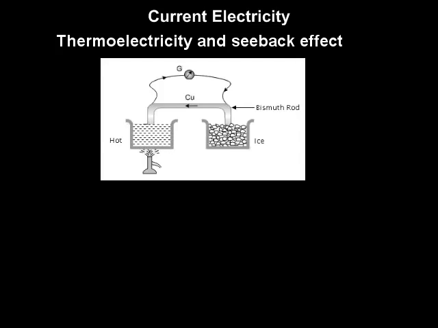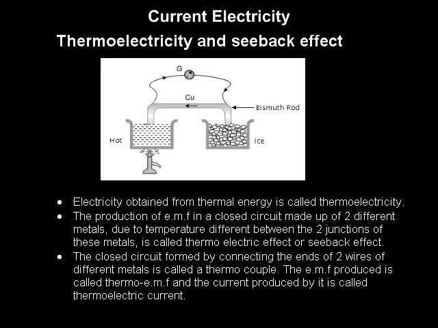Now, altogether a new concept is introduced in the chapter, that is thermoelectricity and Seebeck effect. Electricity obtained from thermal energy is called thermoelectricity. The production of EMF in a closed circuit made up of two different metals due to temperature difference between two junctions of these metals is called thermoelectric effect or Seebeck effect.